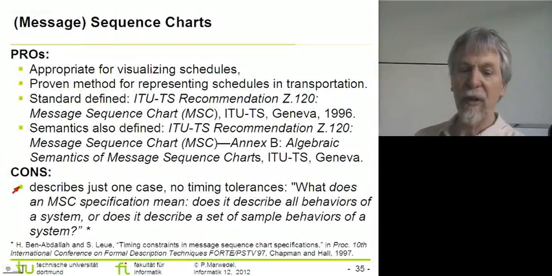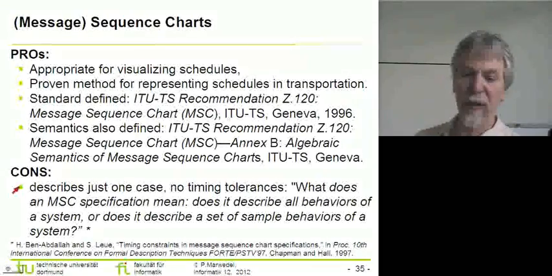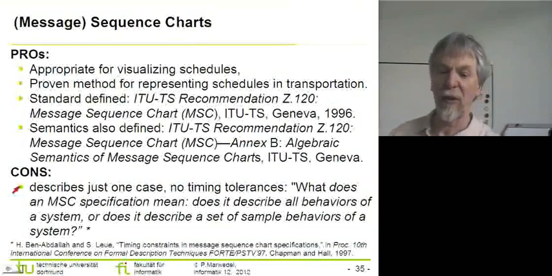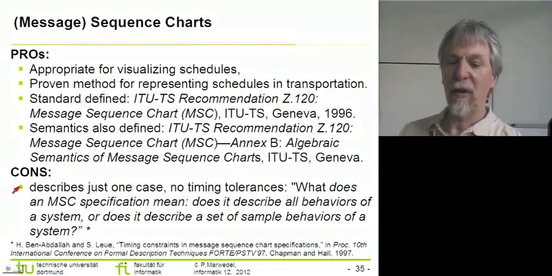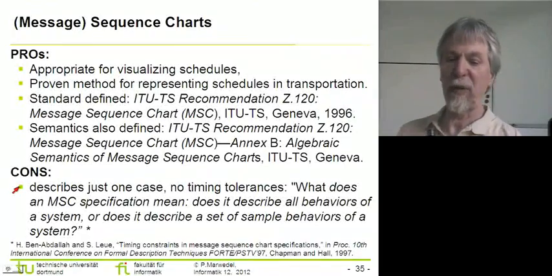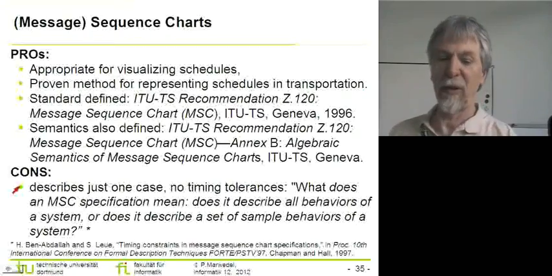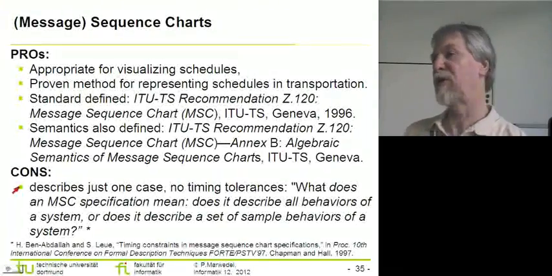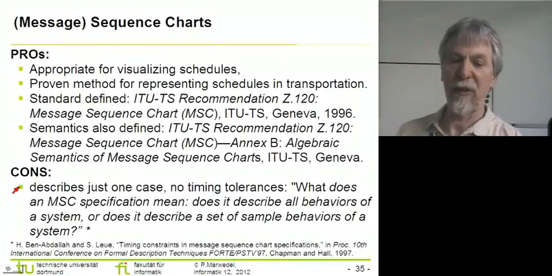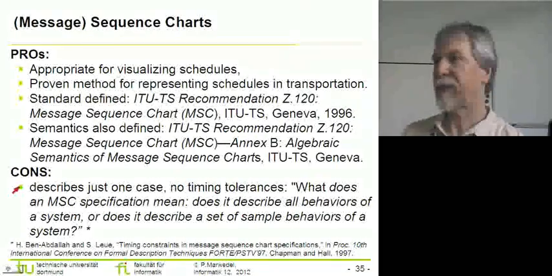However, there are also arguments against the sequence charts. These sequence charts are just describing one case. They are not describing timing tolerances. And also, it's not immediately obvious what a sequence chart specification means. Does it describe all behaviors of a system, or does it just describe a sample of behaviors? So that's a problem that we have with standard sequence charts.